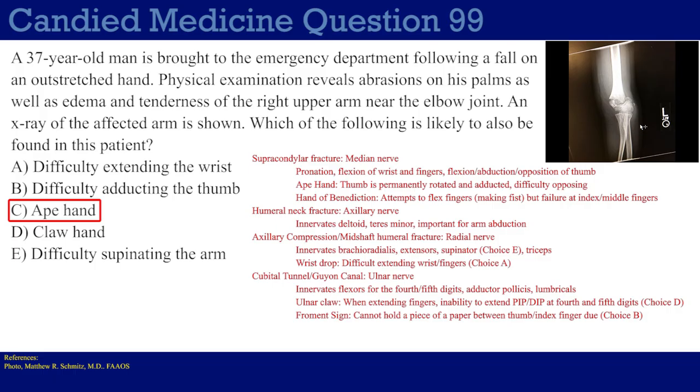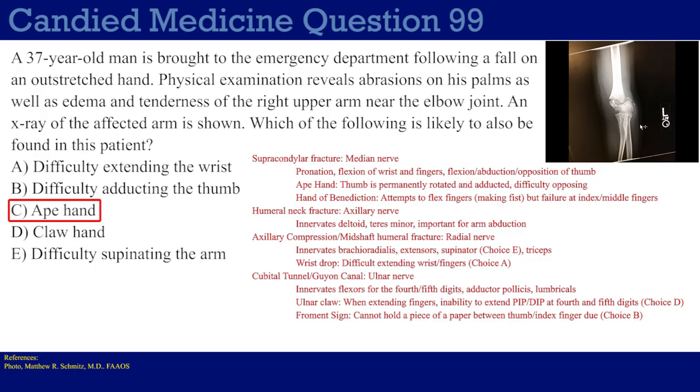One of the highest yield things you want to know about radial nerve injury is what you call the wrist drop. Because I have difficulty extending the wrist and fingers, my hand will be pronated instead of supinated, because like I said, the supinator is damaged or doesn't have innervation, and I can't extend the wrist or fingers, so the wrist will be dropped down as well as my fingers, which is choice A here, right? Difficulty extending the wrist.